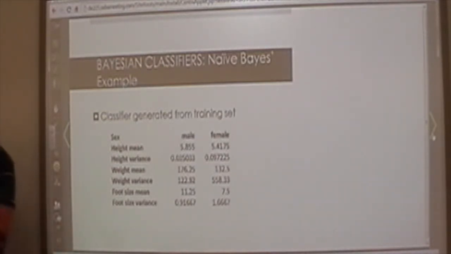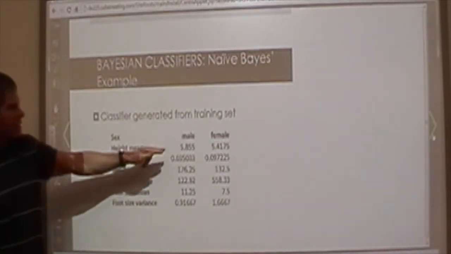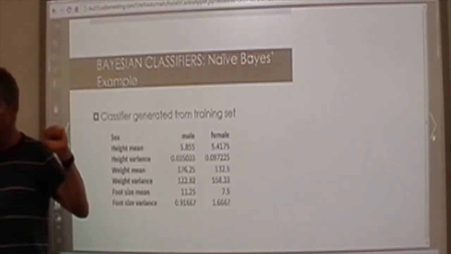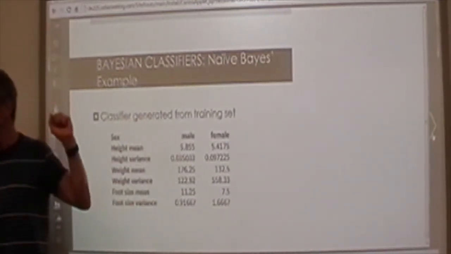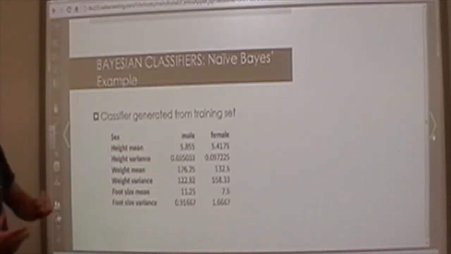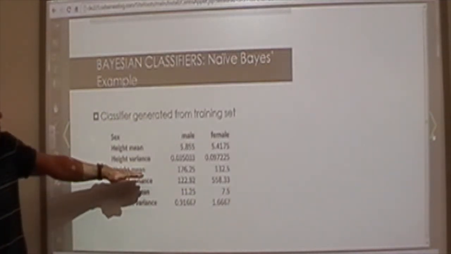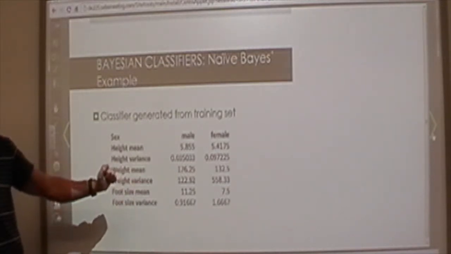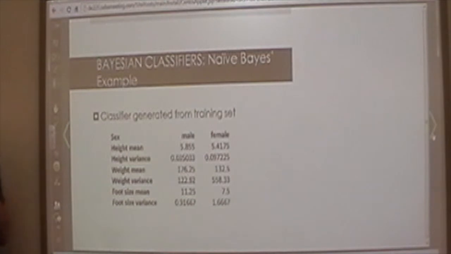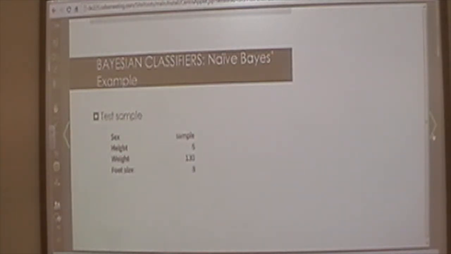So when we do this, we ended up with different means for the heights in the 2 different classes. The average height for males, 5.855 feet, females, 5.4 feet. Different variances, mean weight averages, and weight variances again. And same with the foot size. And we're going to put those into our model along with the information from our test sample. So the values we have for our sample, what we're going to try to predict is the sex or gender of that individual given the height, weight, and foot size.